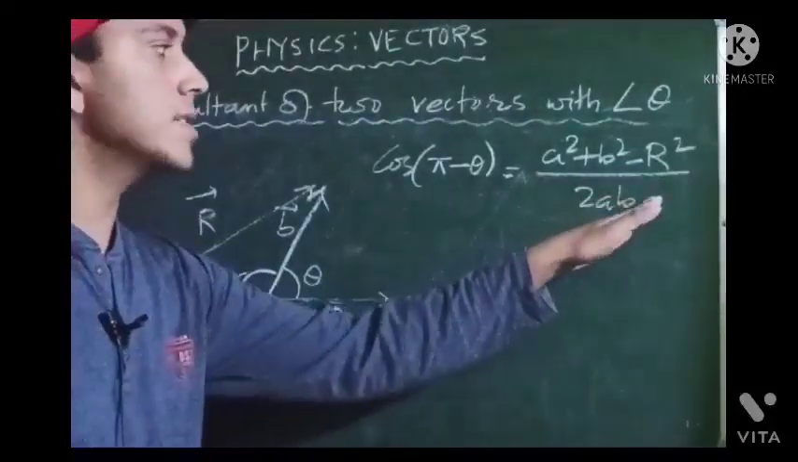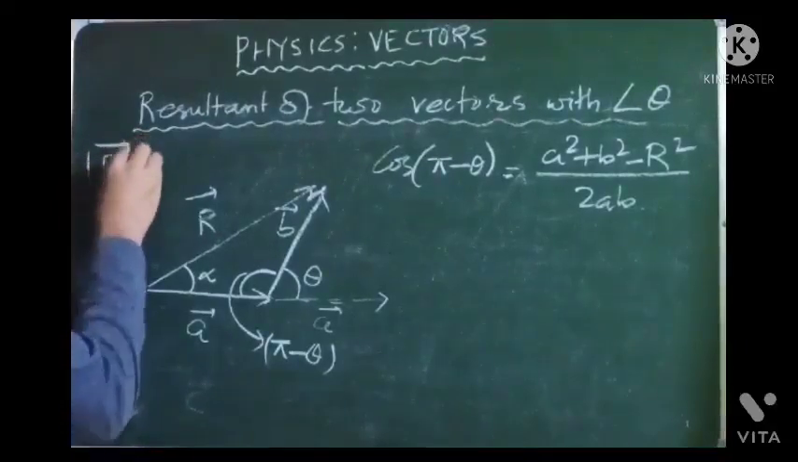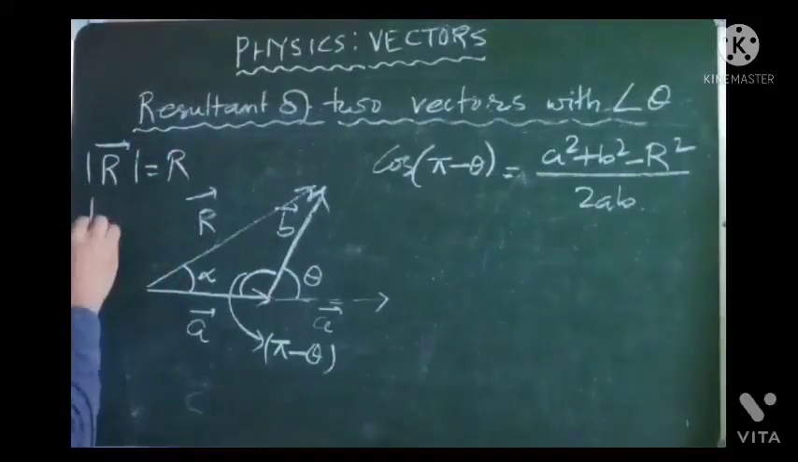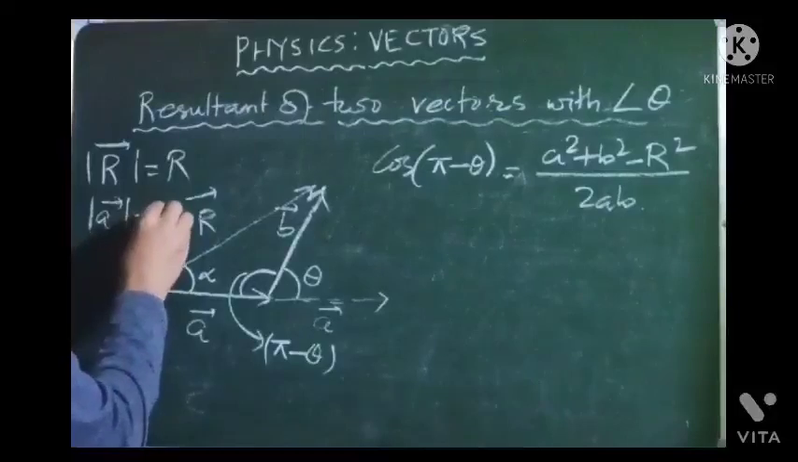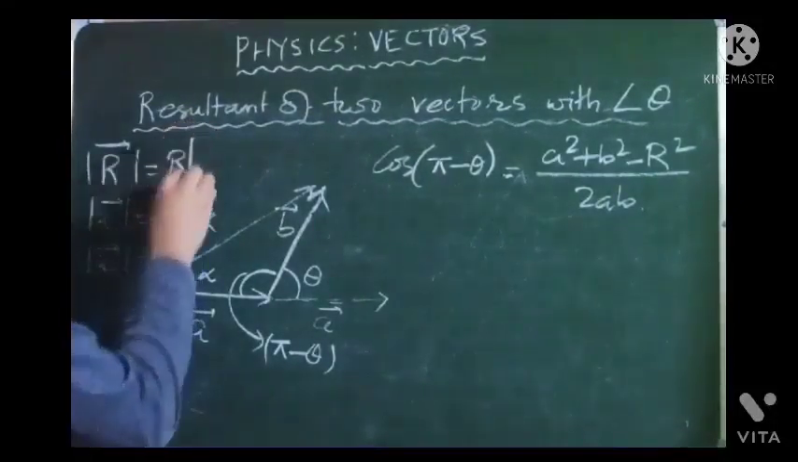That means the magnitude of this r vector is represented as r, the magnitude of a vector is represented as a, the magnitude of this b vector is represented as small b.